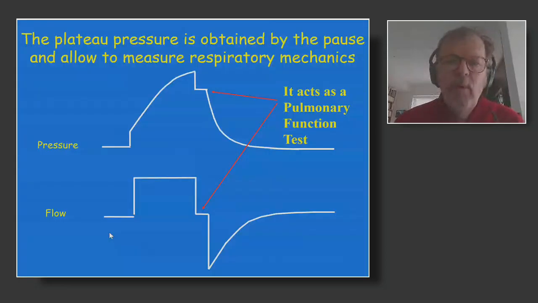So when you are ventilating the patient during the insufflation, you have both the resistive pressure and the elastic pressure. When you stop the insufflation at the end of the breath, you don't have the resistive pressure anymore, but only the elastic pressure. So this plateau is acting as a pulmonary function test, and I'm going to show you how we use it clinically.